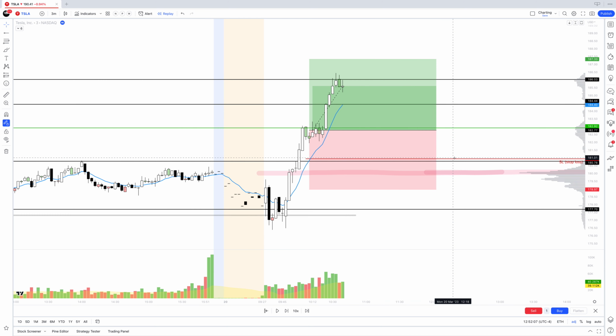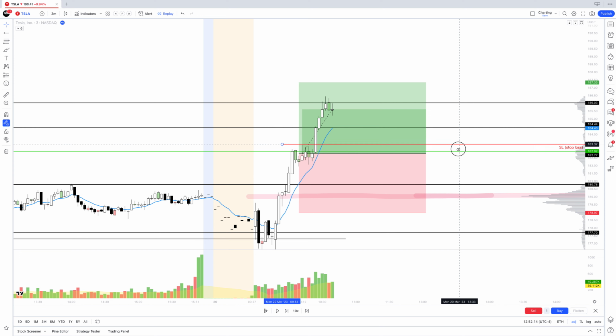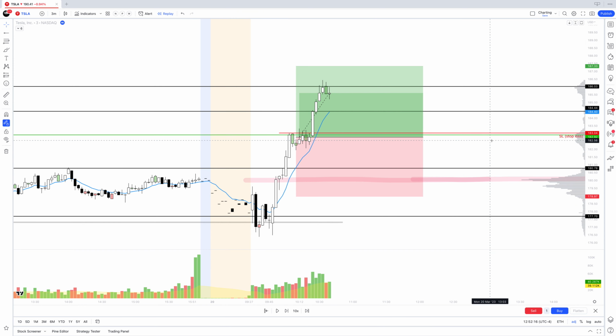I'd likely move my stop loss up because we are now testing this 186 level. So I'll probably put my stop loss to break even. I can't lie, probably somewhere down here, just to be a little bit more safe.